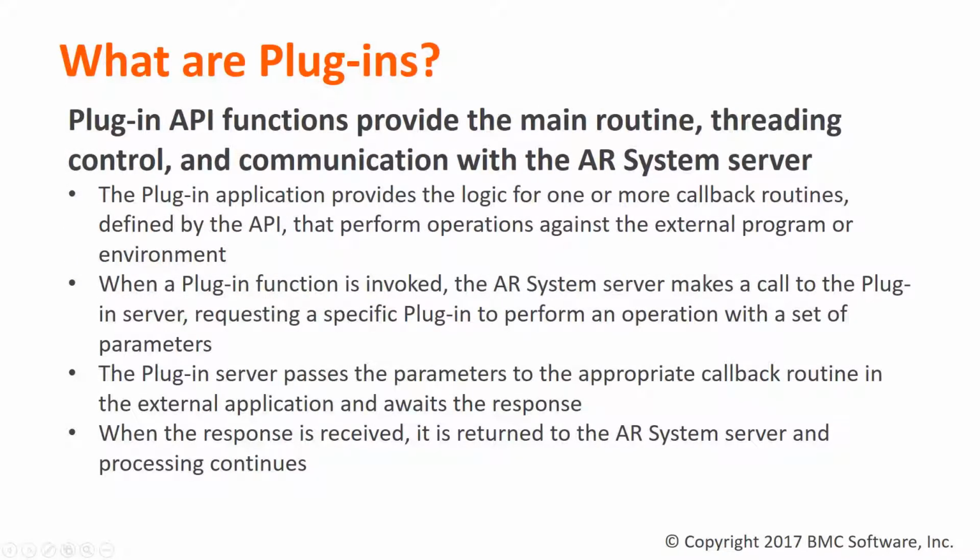This slide is a bit technical, but it should help you understand what plugins actually do. Plugin API functions provide the main routine, threading control, and communication with the ARSystem server. The plugin application provides the logic for one or more callback routines defined by the API that perform operations against the external program or environment. When a plugin is invoked, the ARSystem server makes a call to the plugin server requesting a specific plugin to perform a specific operation with a set of parameters. The plugin server then passes the parameters to the appropriate callback routine in the external application and waits for a response. When the response is received, it's returned to the ARSystem server and processing continues.